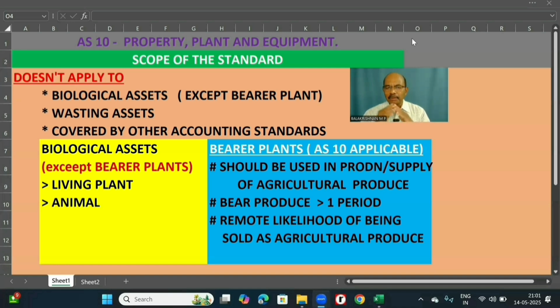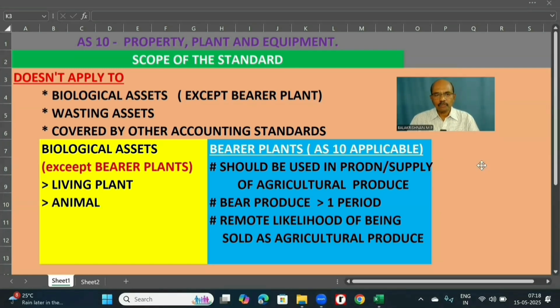Okay, but bearer plants, we have understood clearly what they are. Next is wasting assets. What are wasting assets? Wasting assets are natural resources or assets that deplete, exhaust or diminish in value over time due to extraction or usage. They're typically associated with resource-based industries like mining, oil and gas, or timber. They are called wasting assets because their economic value wastes away or reduces as the resource is extracted or used.